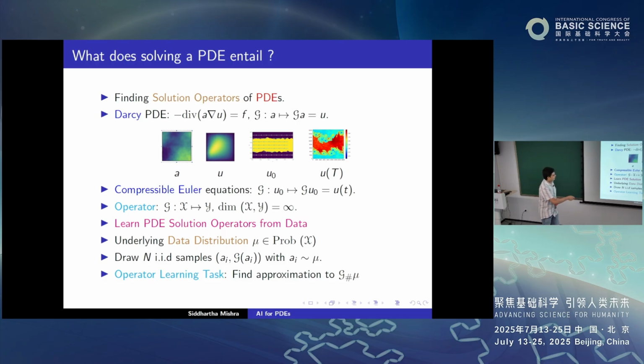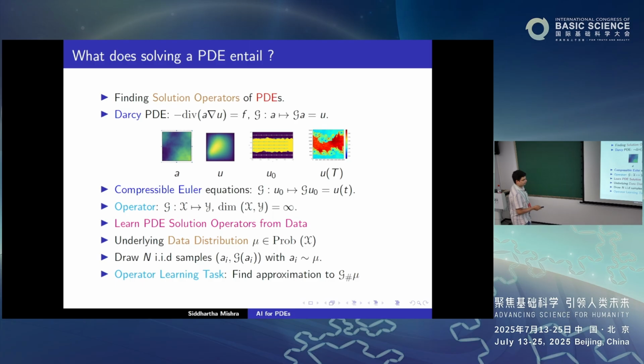If you have access to the solution operator, then your PDE is solved, because you can just put in the input and it will churn out the output. So this is the object that I want to learn from data. Whenever I'm talking about learning a PDE, I'm not learning the form of the PDE, I'm learning the solution operator of the PDE. But now you have to model the data, because learning is with respect to data. It cannot be independent of data.